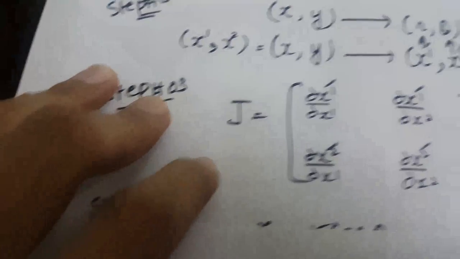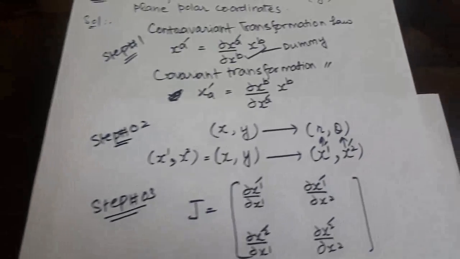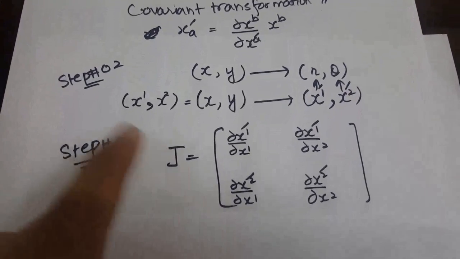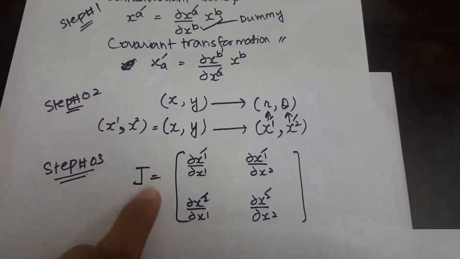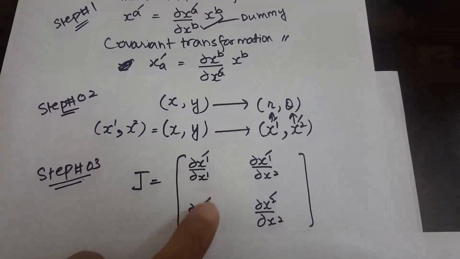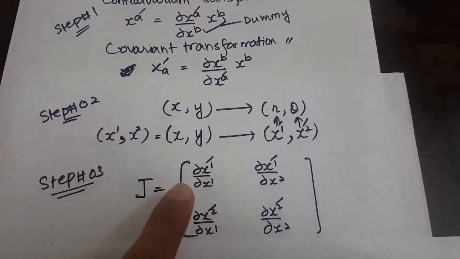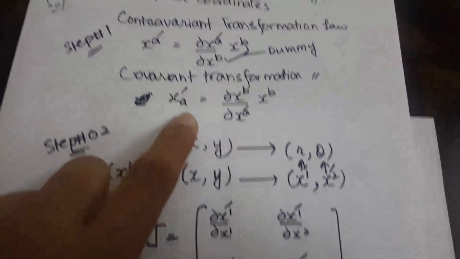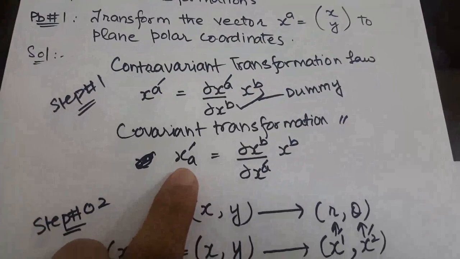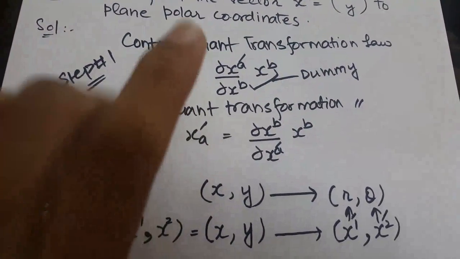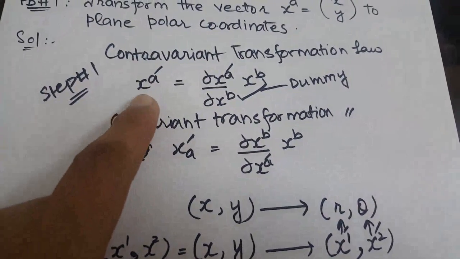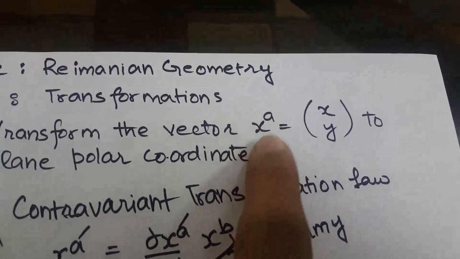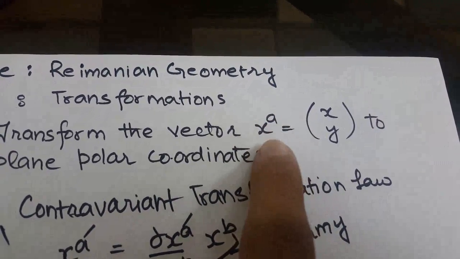Step number three. So step number three is the formation of the Jacobi transformation matrix. How to write the Jacobi transformation matrix lies here. We have transformation law for contravariant and covariant transformations. We have both transformations, and we are using contravariant transformation because in our question the vector here is written in the contravariant form.